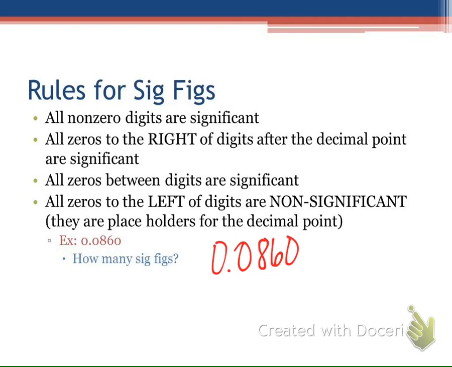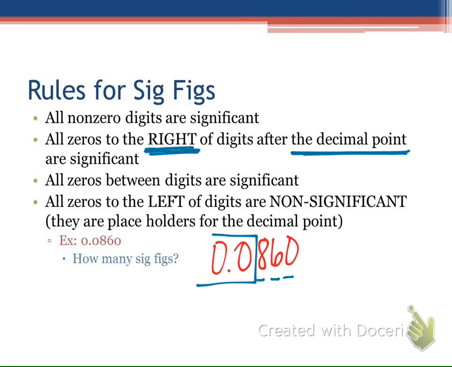The correct number of significant figures is 3. 1, 2, 3, right here. These zeros are to the left of digits, whether they are before or after the decimal point. Zeros to the right of digits after the decimal point. So if they're after the decimal point, they have to be to the right of digits in order to be significant. Does that clear that up a little bit?